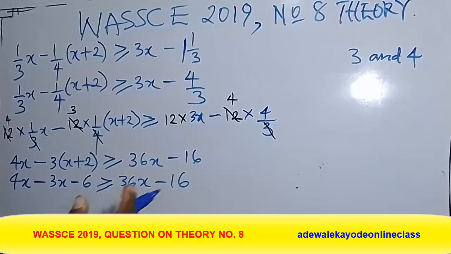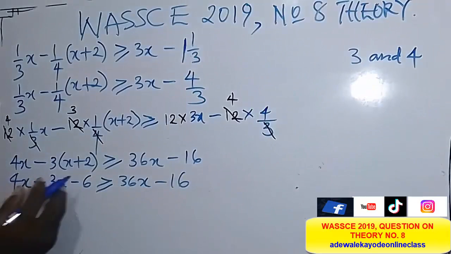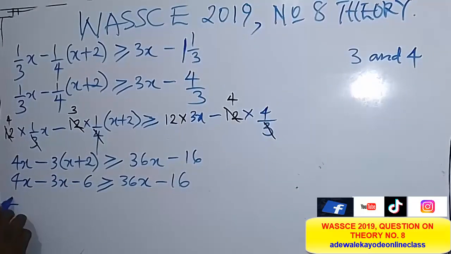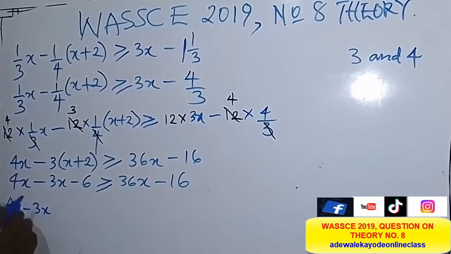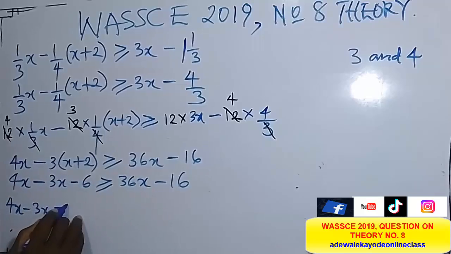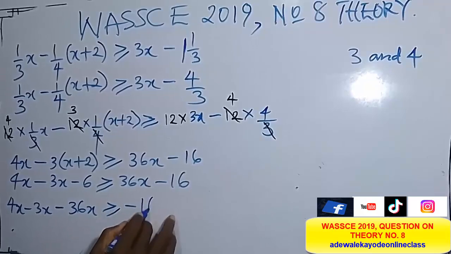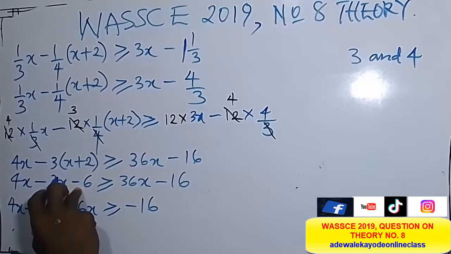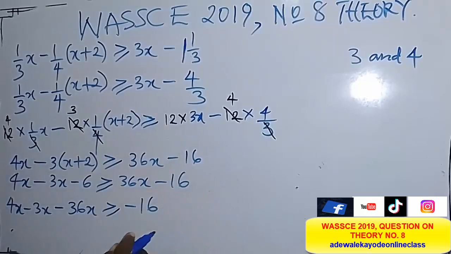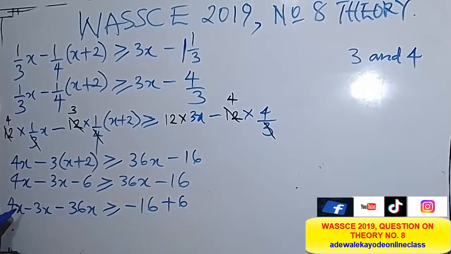Collecting the like terms means all those with letters, you take them to the left hand side. Those with figures to the right hand side. So at this point, we have 4x minus 3x. All these are still with variable x. Then bring in this 36x, that's minus 36x, greater than or equal to, we have minus 16 here already. Then when this minus 6 crosses the inequality sign, it becomes plus 6. So this 4x minus 3x, you have 4 naira and you owe 3 naira.